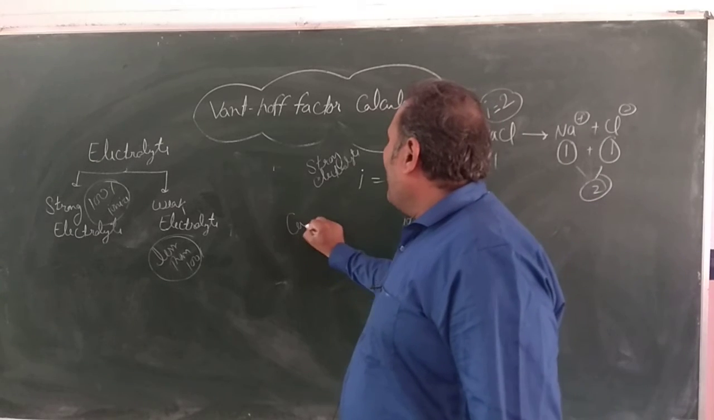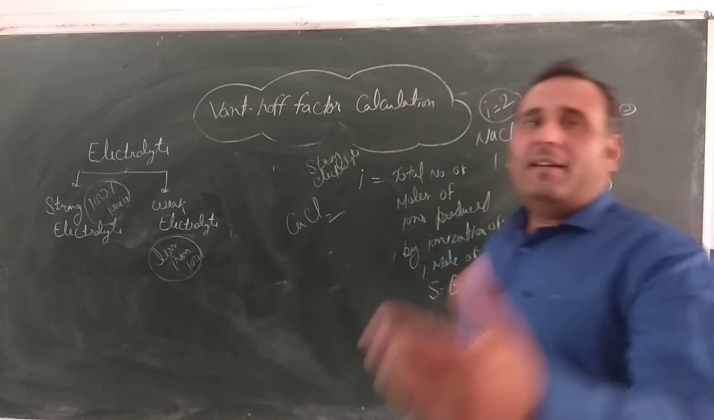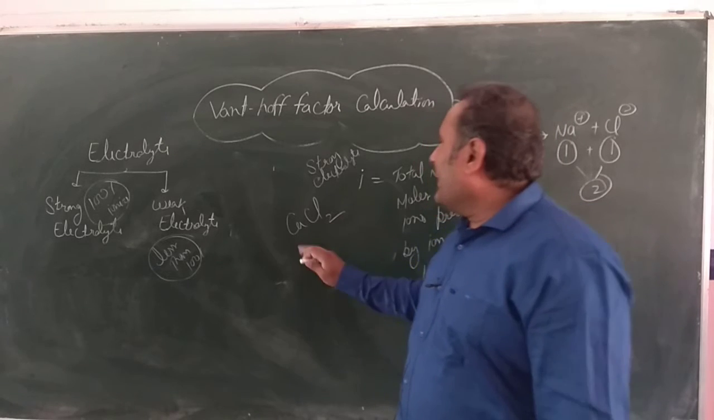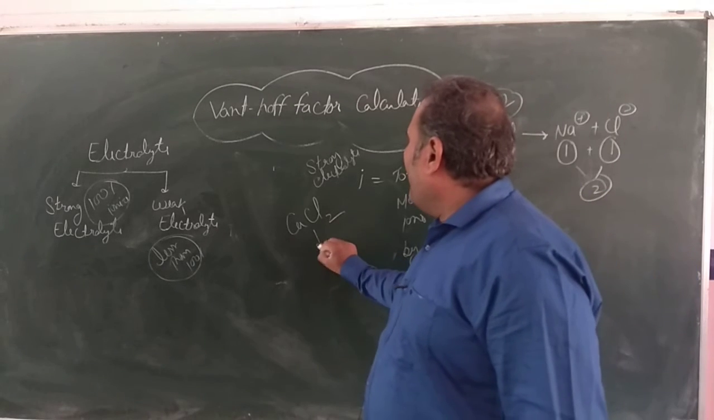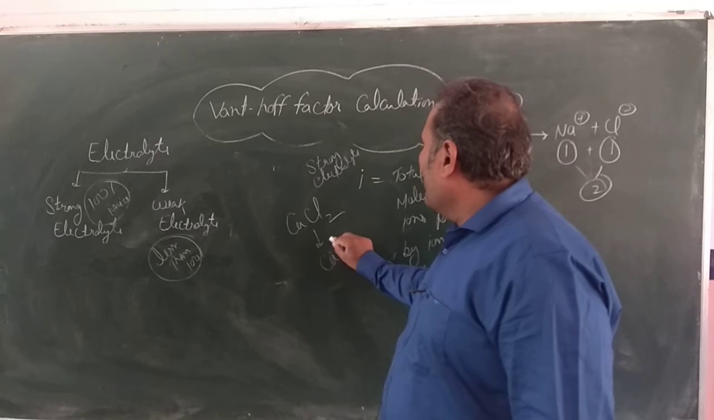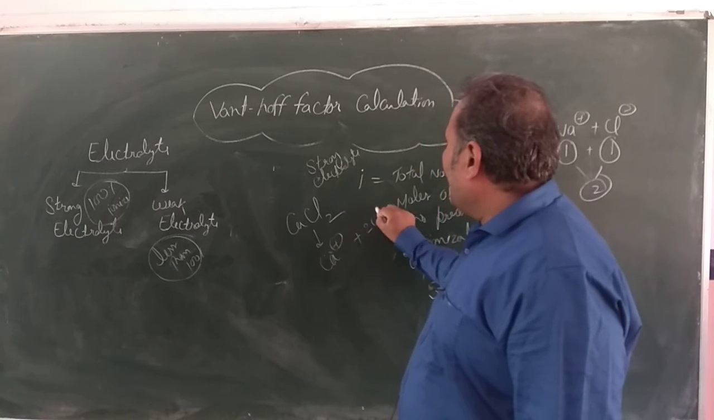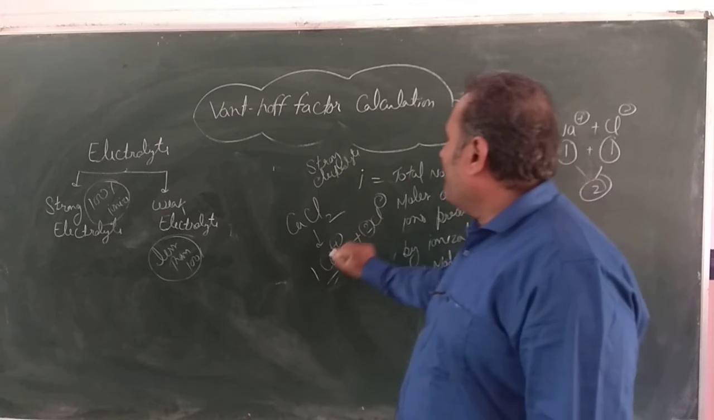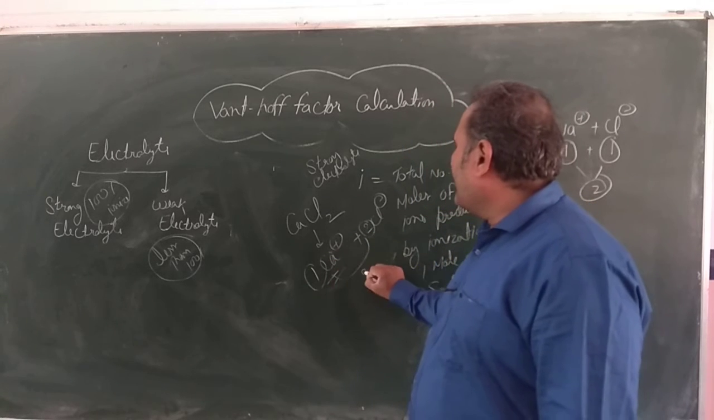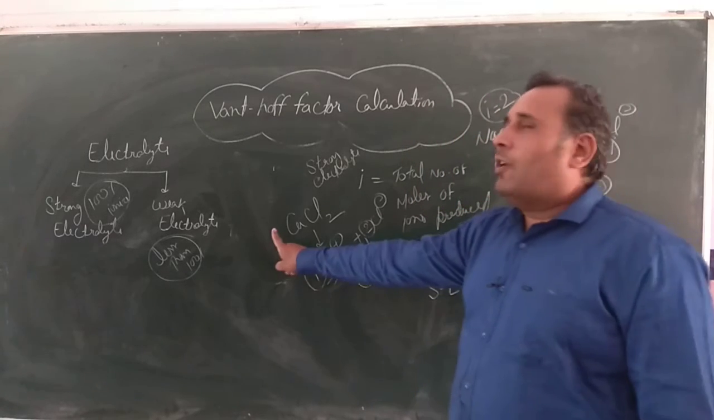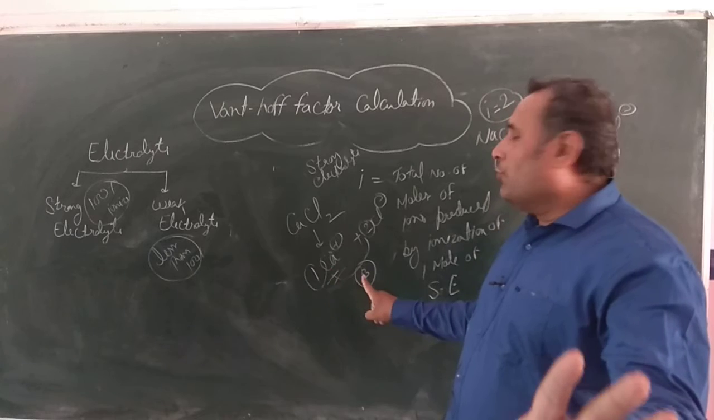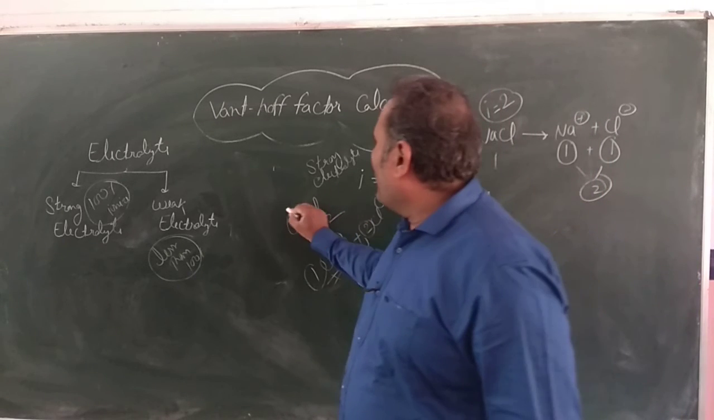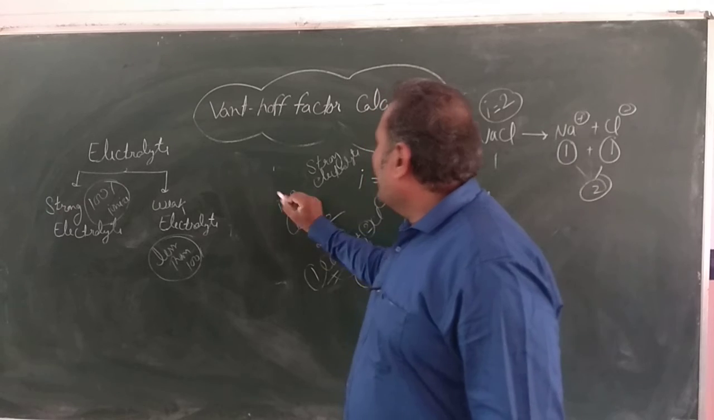And if we are talking about calcium chloride, and I am assuming that calcium chloride is 100% ionized, then calcium chloride would be ionized into Ca 2 plus and 2 Cl minus ions. So there is 1 mole of calcium ion and 2 moles of chloride ion, total 3 moles of ions. So 1 mole of calcium chloride will be ionized into a total of 3 moles of ions. That's why the Vant factor for calcium chloride is equal to 3.